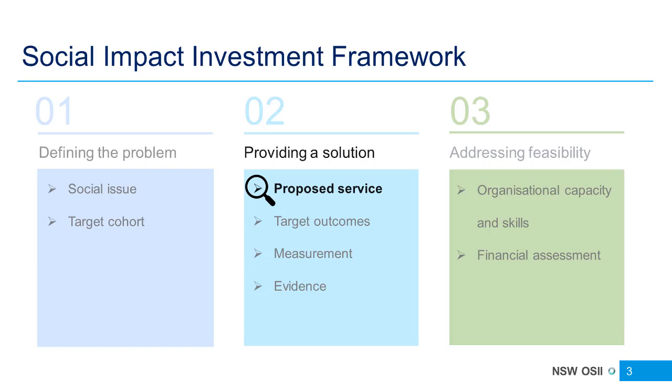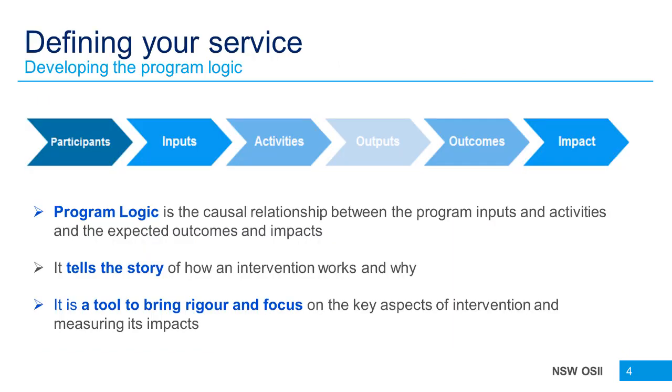Your program needs to be designed to produce a change or outcome. A useful tool to communicate the story of your program and how it works and why it works is a program logic. A program logic outlines the causal relationship between the program inputs and activities and the expected outcomes and impact you aim to achieve. It is a simple tool to bring rigour and focus on the key aspects of your program and measuring its impact.